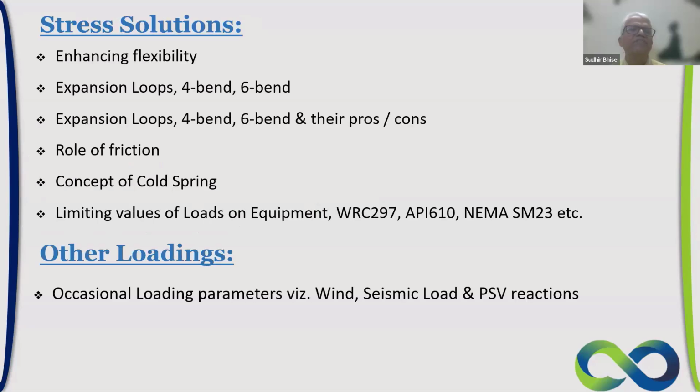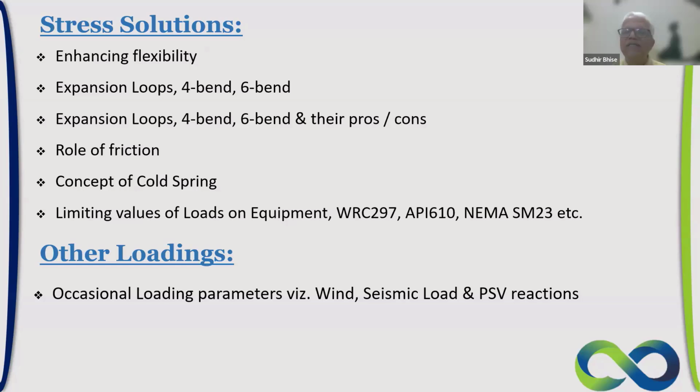Next slide, please. Then we will also study what are the different solutions. Once we understand what problems are there in the system from the generation or passing of temperature, we find out the problems and then attack those problems to resolve them and meet the code requirements. So we apply different techniques like enhancing flexibility, adding expansion loops, playing with the friction along the pipe supports, use of springs, bellows, etc.